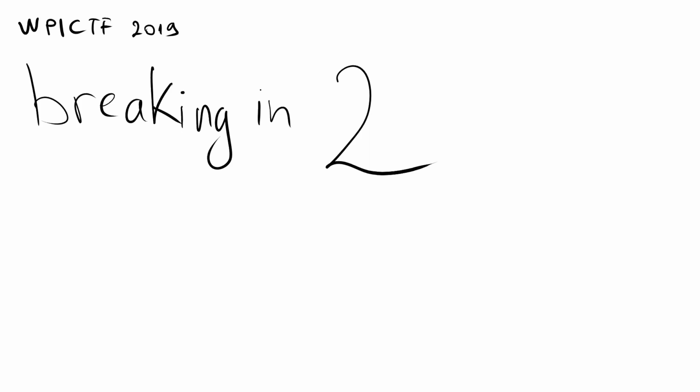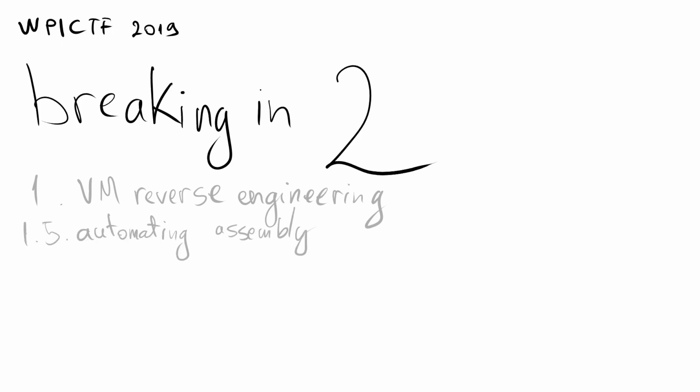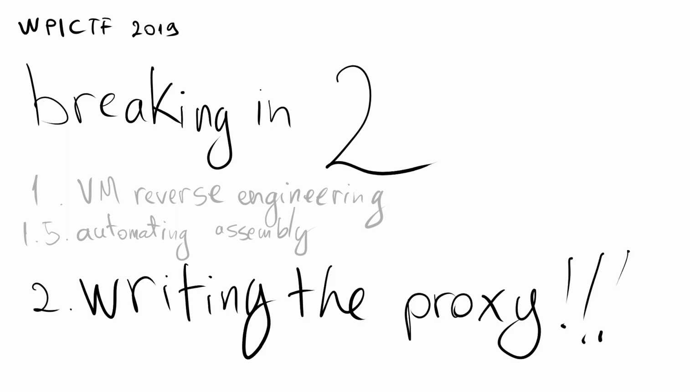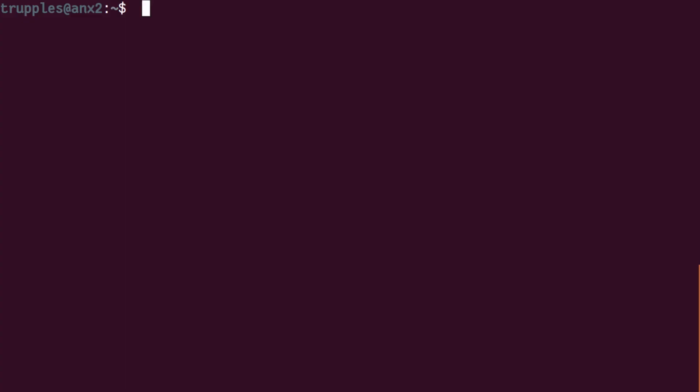Hello, this is the second big video of the breaking in write-up. In the first video we explored how the VM works and how to perform syscalls, and in the mini video in between we automated program assembly. In this video we'll finish the task by using the network syscalls to create a proxy and use it to connect to the SSH server from the inside, thus bypassing the firewall.